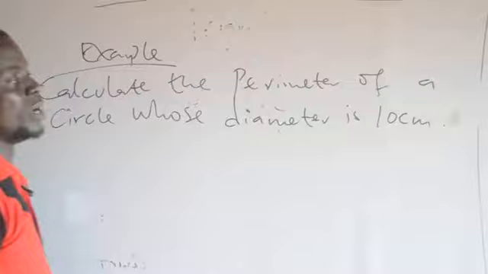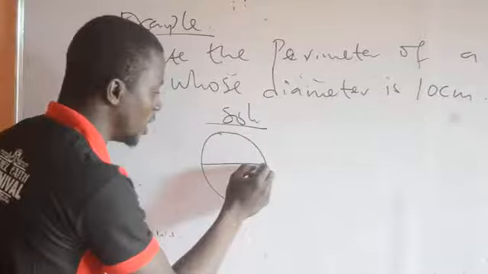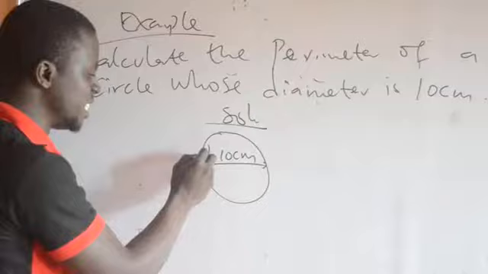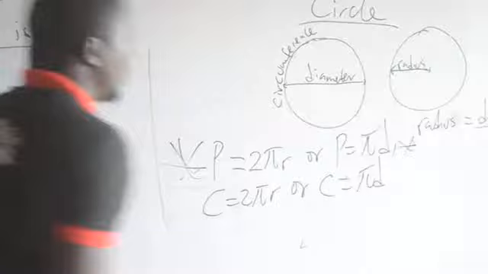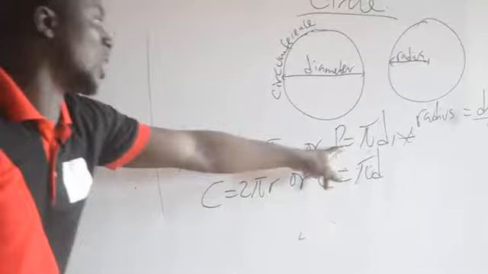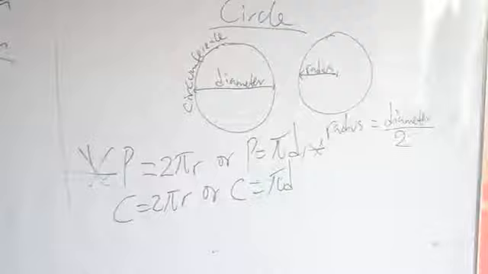Calculate the perimeter of a circle whose diameter is 10 cm. So if I were you, I would sketch the circle. Just draw a circle. They said the diameter, from here to here, is 10 centimeters. So let's say D equals 10 cm. The question is given to us in diameter. So which formula is better? It says find the perimeter. Which one has diameter in the formula? Perimeter equals pi d. So you now use the one that has diameter. Use this one.